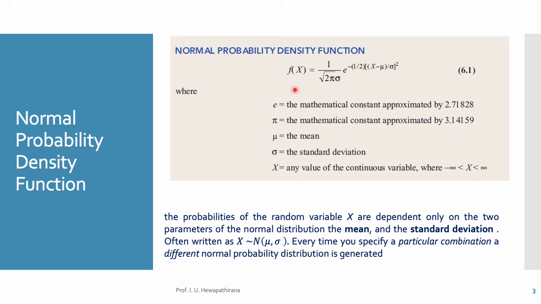You can see the probabilities of the random variable capital X will depend only on the two parameters mu and sigma. So we often say capital X is distributed as normal with parameters mu and sigma. This is how we would denote that. Every time you specify a particular combination of mu and sigma, you will get a different normal probability distribution.